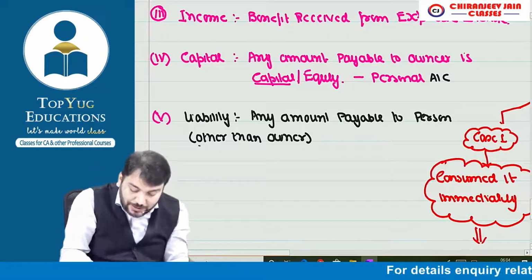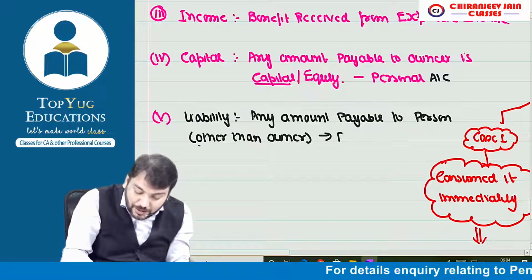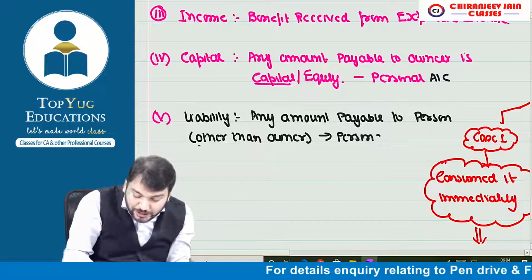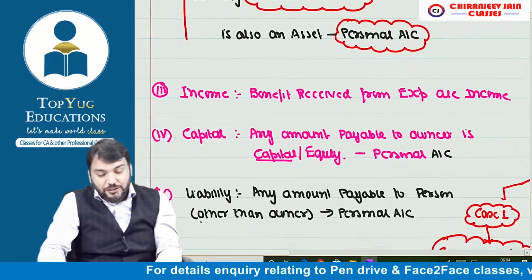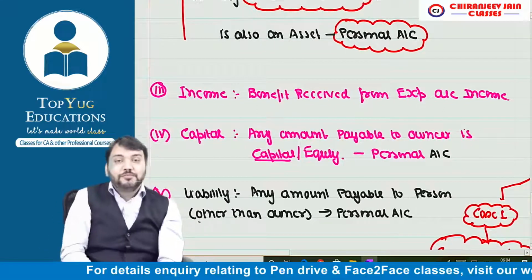So other than the owner, this is also a personal account. This is also a personal account. Correct? Understood this point? Have you understood?